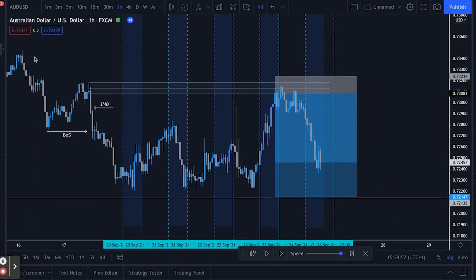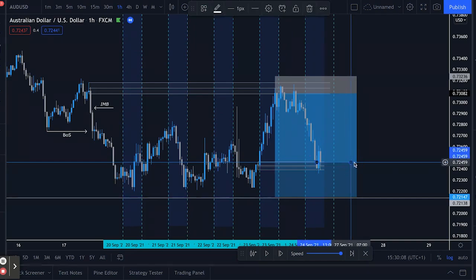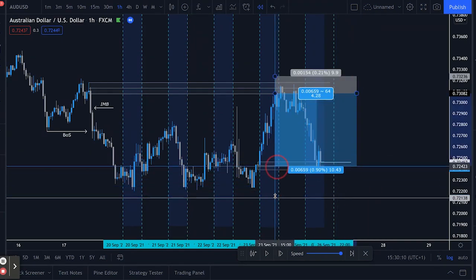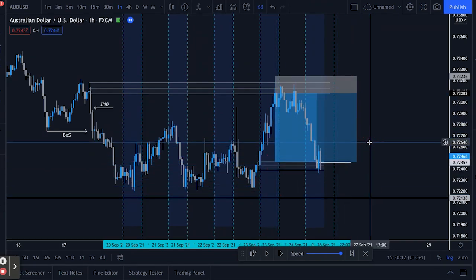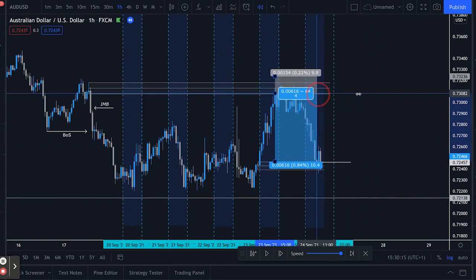At this point, I could then just assess the situation and see, okay, we've come and filled this imbalance. We've traded into this demand zone, and we've actually had a little bit of a bullish reaction. So because we're coming close to the end of the Friday session, maybe I'm just going to close this trade where we are right now, at this level, and then see what we've made in profits, which in this instance is around 4% on this movement down.